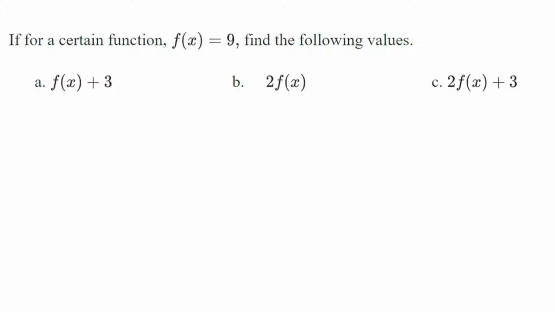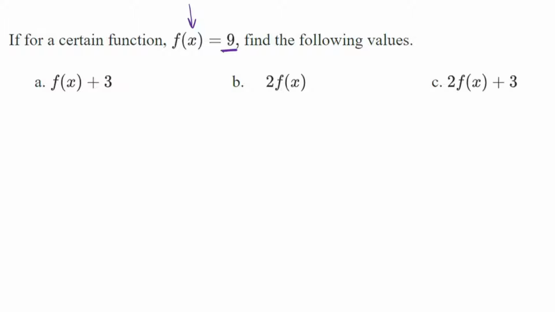So if for a certain function, when you give it x, it gives you 9. Okay, so I'm reading that like that because I want you to understand what this is saying. It's saying that when you give it a particular x, and I don't know what x you give it, but when you give it that x, it produces an output of the number 9, right? If that's true, please find the following values.